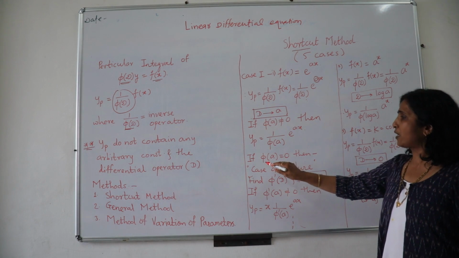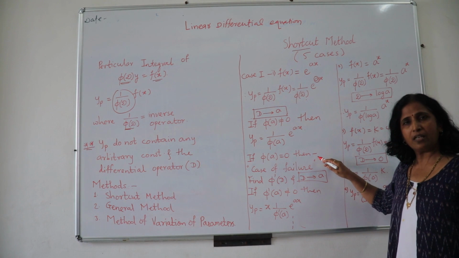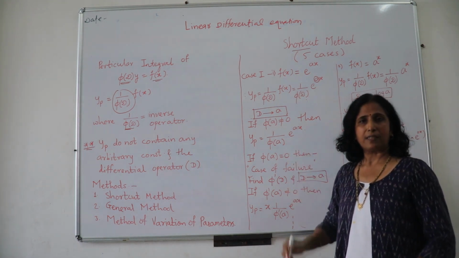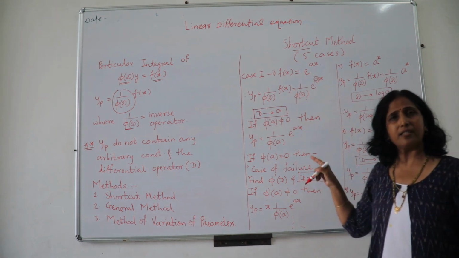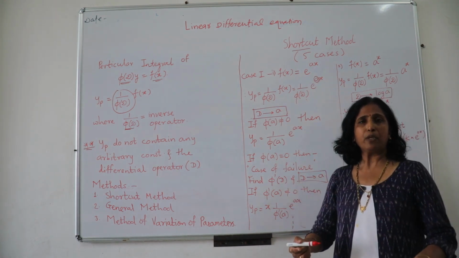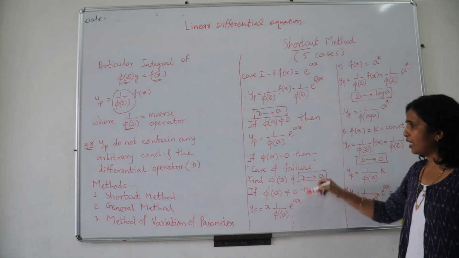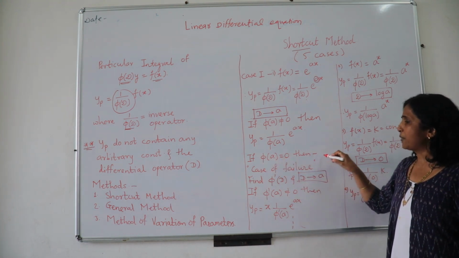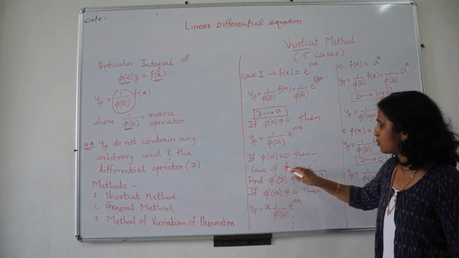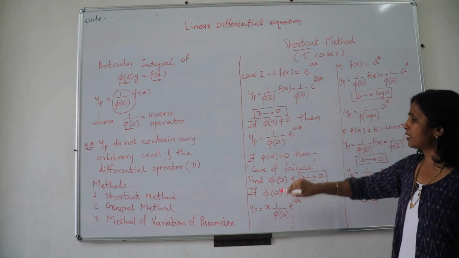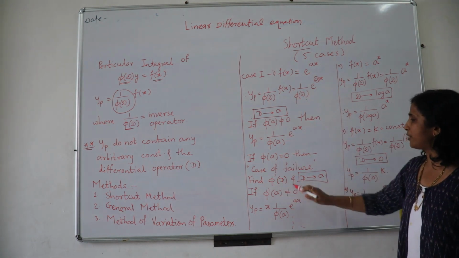But the very important part to understand is this: if phi of a is equal to 0, then what is to be done? In maths all possible cases are to be considered, and this concept from case number 1 will be applicable for case number 2 and all the further cases also. So if phi of a becomes 0, it is called a case of failure. We have to write this is a case of failure. Then what we do is find the derivative of this function phi D, the denominator's derivative.